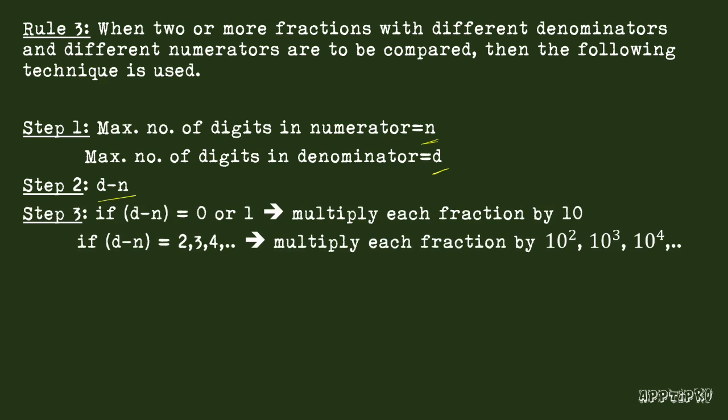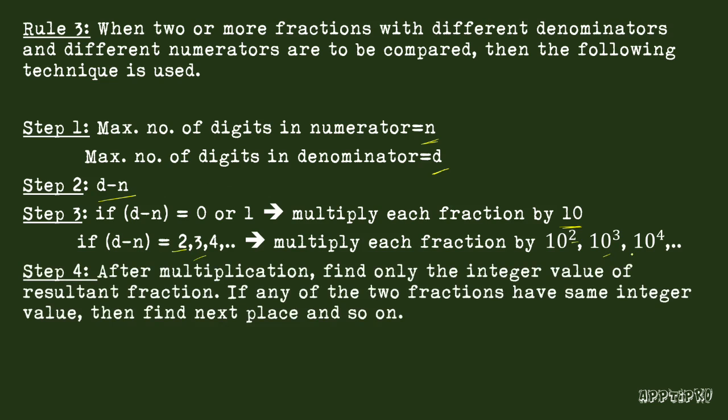In step 3, if d minus n is equal to 0 or 1, multiply each fraction by 10, or else if d minus n is equal to 2, 3, 4 and so on, multiply each fraction by 10 raised to the respective powers. If d minus n is 2, multiply the fraction by 10 power 2. If d minus n is 3, multiply each fraction by 10 power 3.